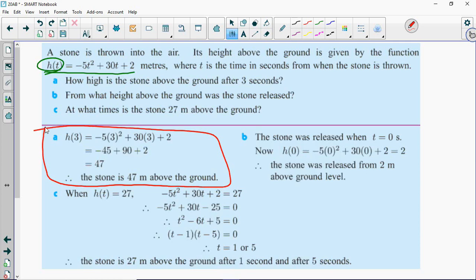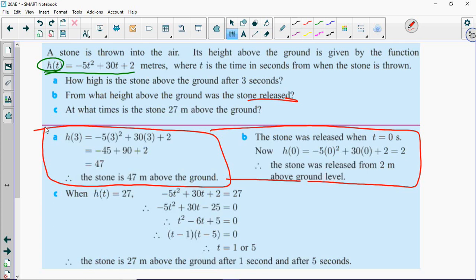Part B, well, the stone being released indicates that the amount of time that it's been in the air is exactly 0 seconds. So we just substitute in 0 for t. And we find out that it was released about 2 meters above ground level. That makes sense. If you're a person standing up and throwing a stone, you might let go of it approximately 2 meters above the ground, depending upon how tall you are and all that stuff.